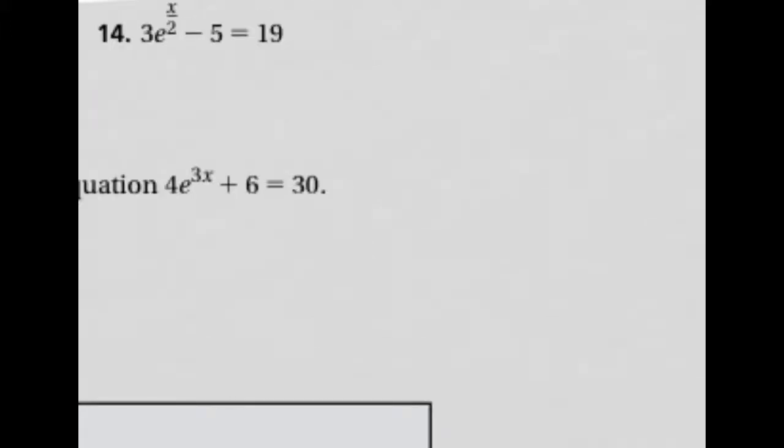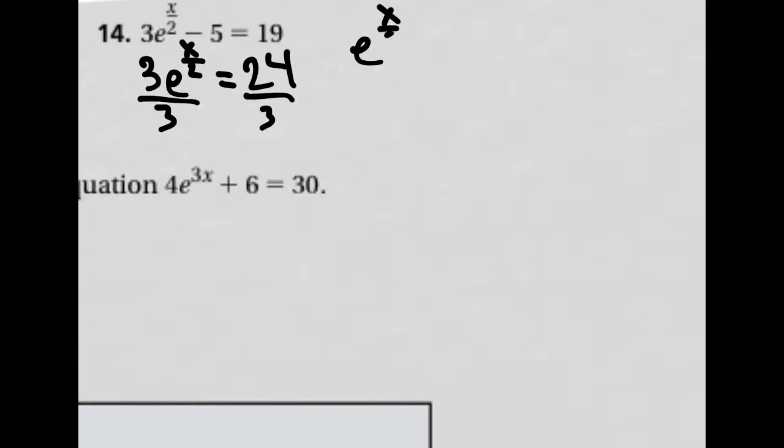Alright, and number 14, 3 times e to the x over 2 minus 5 equals 19. Again, same first step. I need to kick out that 5, so I'm going to add it. 3e to the x over 2 equals 19 plus 5, which is 24. Then I'm going to get rid of the 3 by dividing it. So e to the x over 2 equals 8.